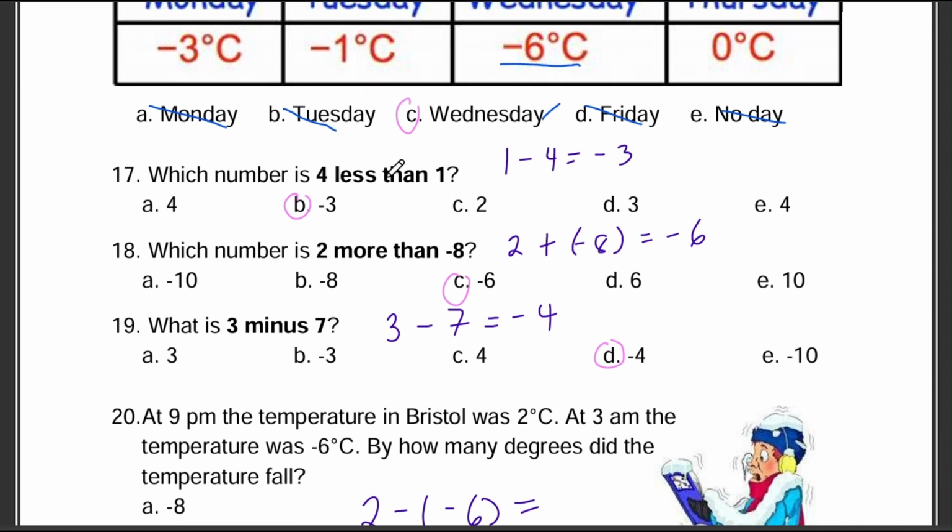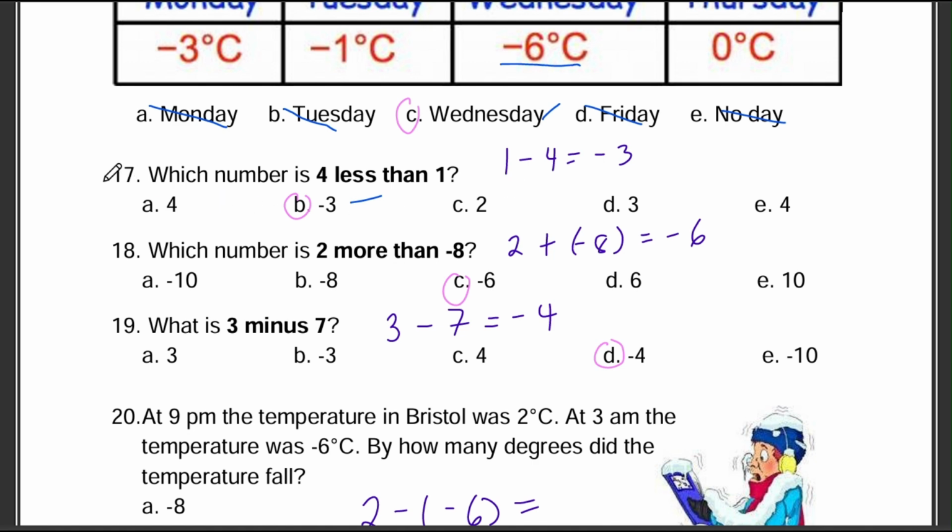Question 17. Which number is 4 less than 1? A. 4. B. -3. C. 2. D. 3. E. 4. The correct answer is B, which is -3. The formula is 1 minus 4 equals -3.